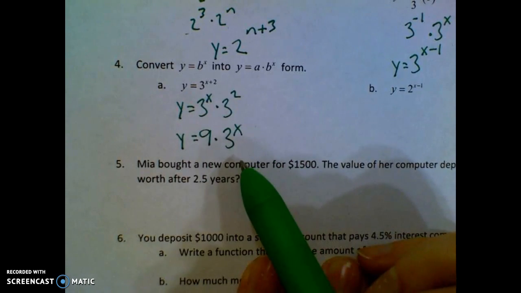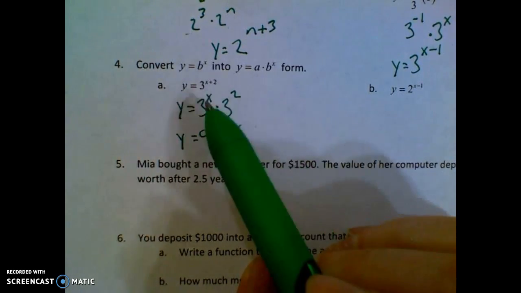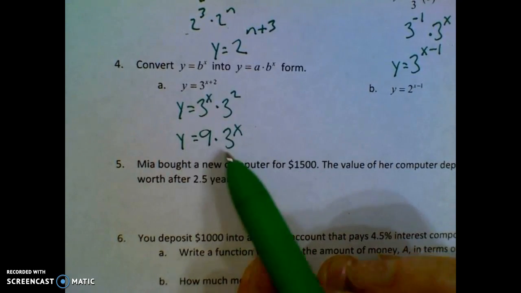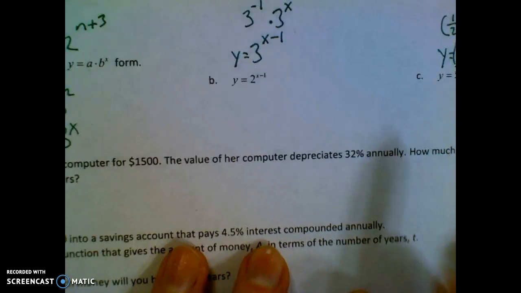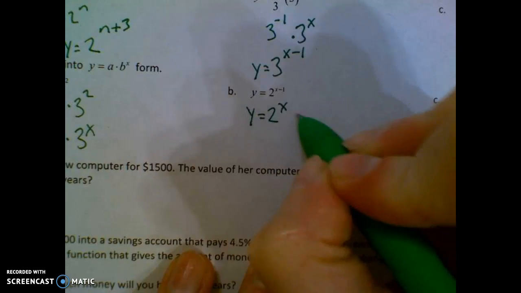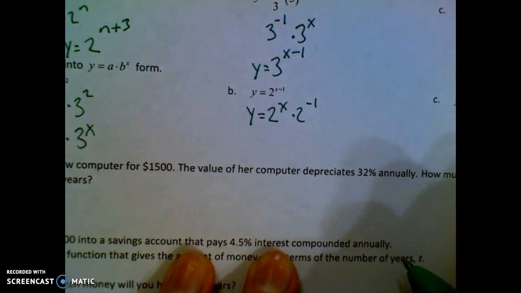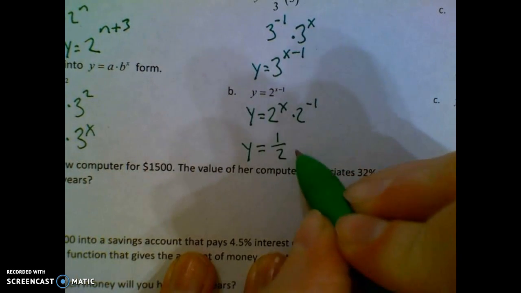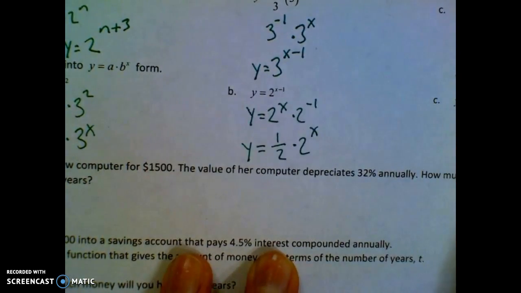If I were looking at this graph, it'd be stretched by 9. The original function is moving left 2. So just be mindful that these things are separate and you cannot push them together. All right, letter B is going to be y equals 2 to the x times 2 to the negative 1st. Well, 2 to the negative 1st flips that over, so it's going to be 1/2 times 2 to the x.